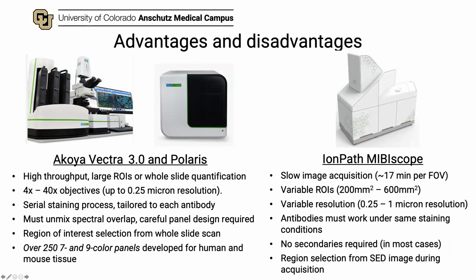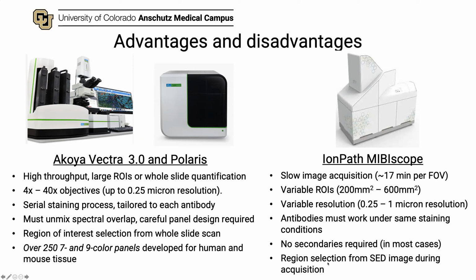And then with the Vectra Polaris, we have obviously a lot more history with this instrument. We've developed over 250 panels across mouse and human tissue, both 7 and 9 color panels. So we just have a lot of experience with this platform, creating custom panels for investigators here. We're really still getting started with the MIBIscope system. And in a few slides, I'll show you the antibodies that we have available currently.